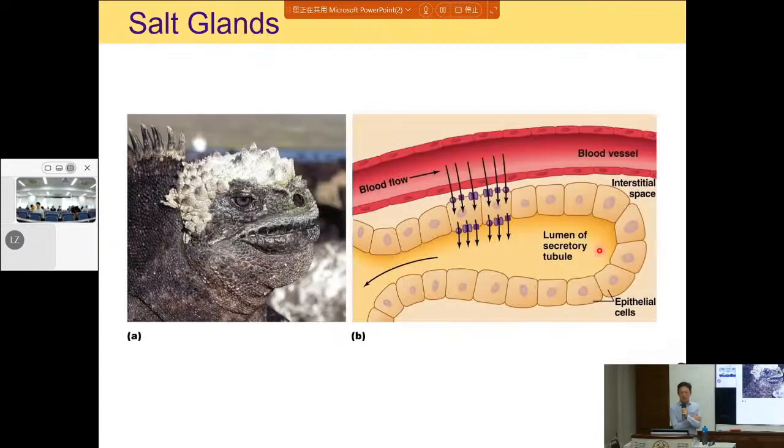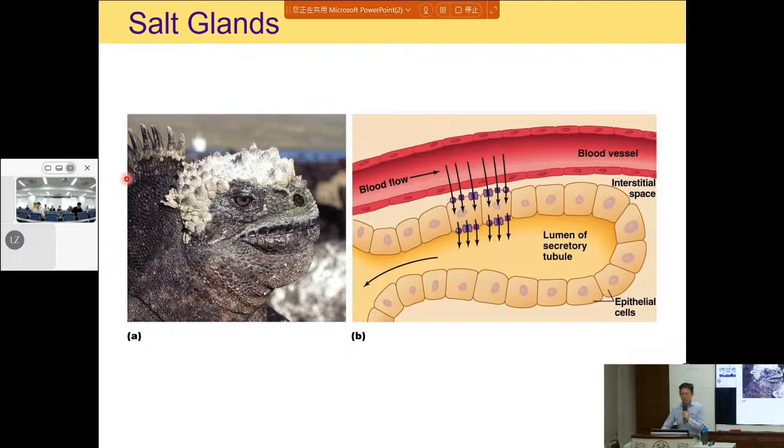Okay, so to make it very easy to understand, let's look at a case. This is an iguana. It is a big lizard living near the sea, and they probably drink a lot of seawater because there is no fresh water in their living environment. Because of this, they accumulate too much sodium chloride inside their body.